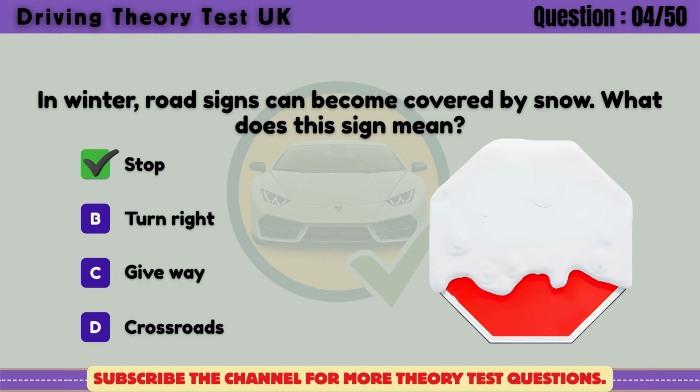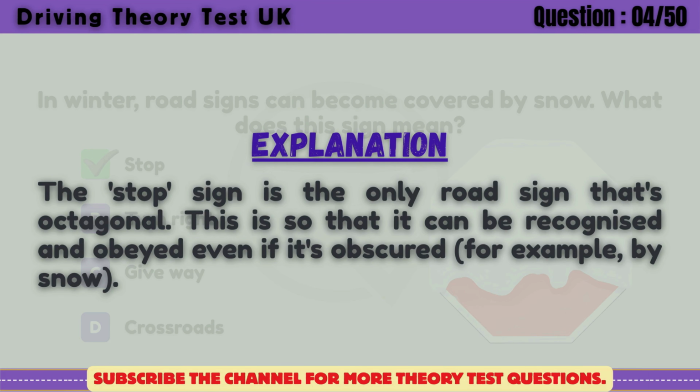Answer is A. Stop. The stop sign is the only road sign that's octagonal. This is so that it can be recognized and obeyed even if it's obscured, for example, by snow.